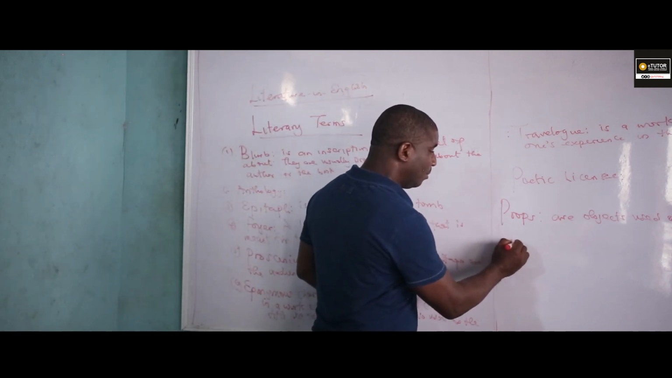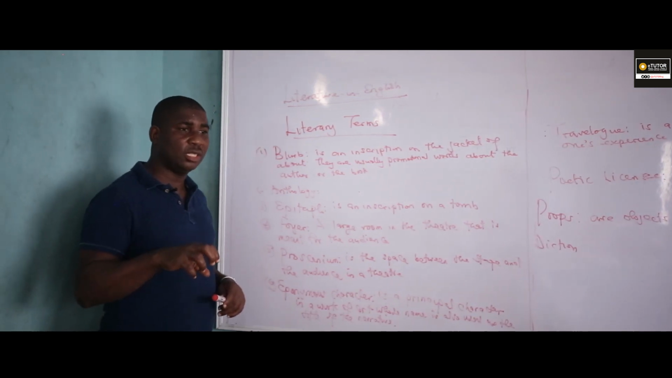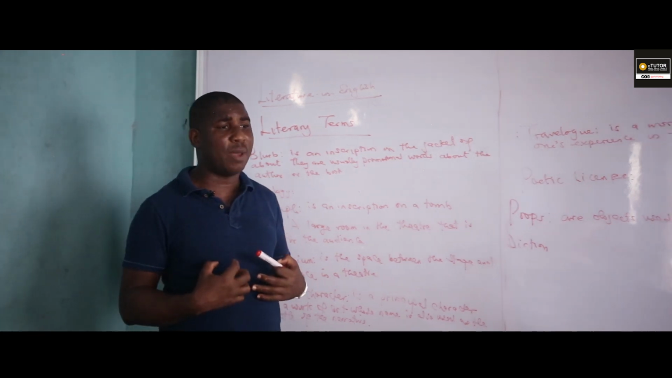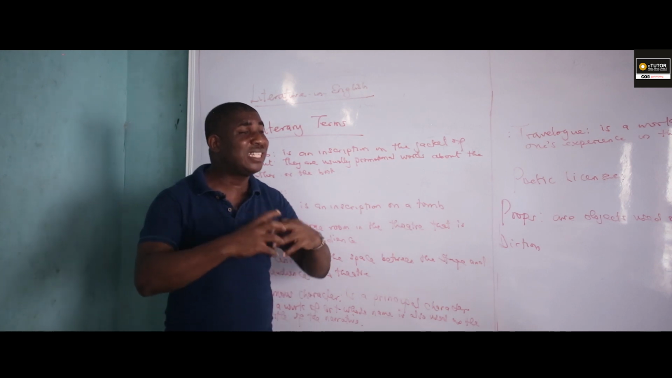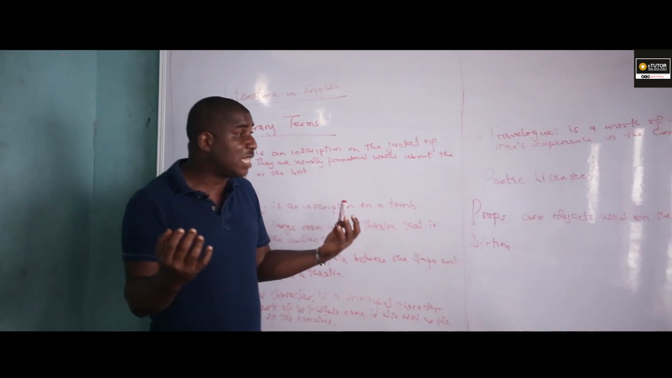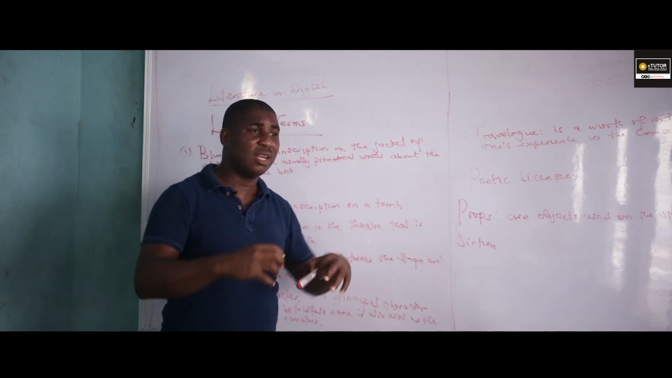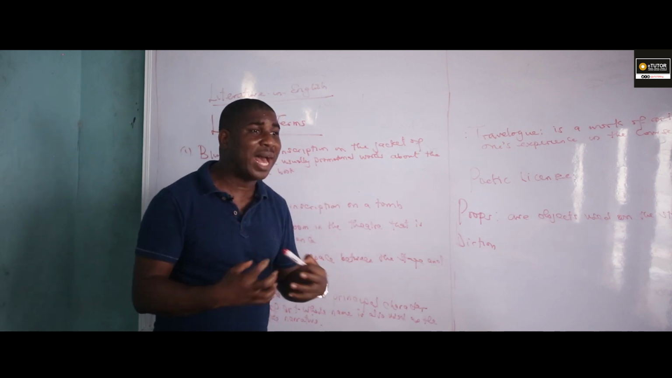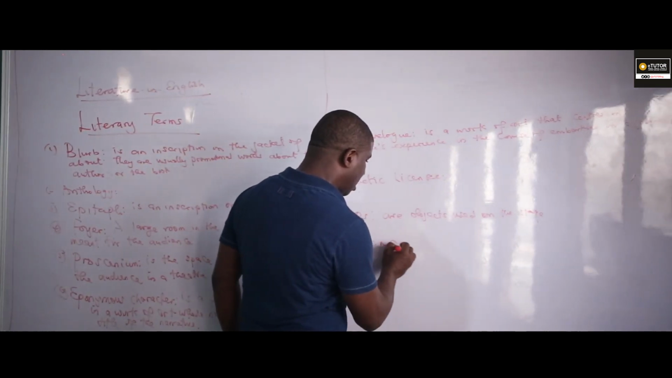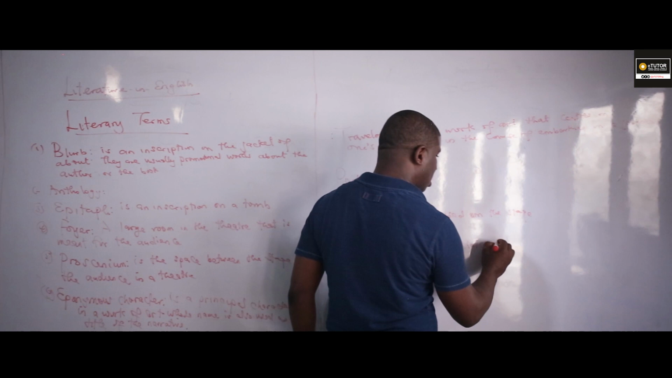Then we have diction. What do you mean by diction? Diction is the vocabulary used by a writer to convey his or her message. Diction refers to the writer's choice of words. Sometimes the diction could be easy to comprehend, and sometimes it could be difficult to comprehend. So diction refers to the writer's choice of words.